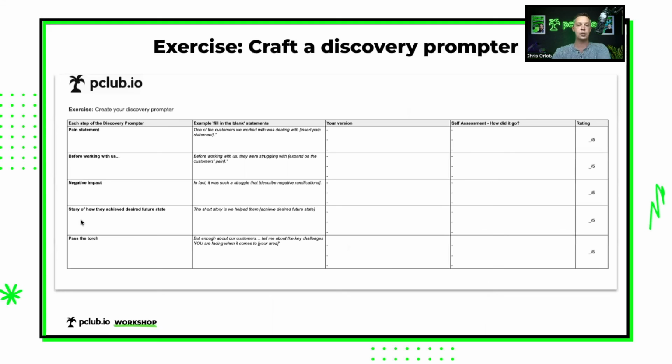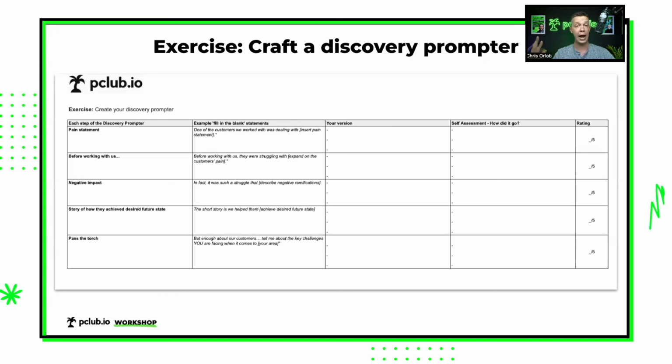So you'll see this exercise document in the resources. We've got all 5 steps of the discovery prompter, right? So here are the steps: pain statement before working with us, where you expand on the pain, talk about the negative impact the customer is experiencing, tell the short story of how you helped and what they achieved. That's the important part, is talk about the desired outcome, and then write your question for passing the torch. Anyway, enough about us. Tell me about your situation. So in this second column, it's just giving you the fill in the blank sentences to start with. Under your version, that's where you're going to write out your discovery prompter.